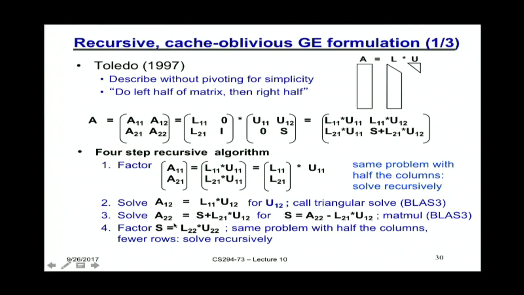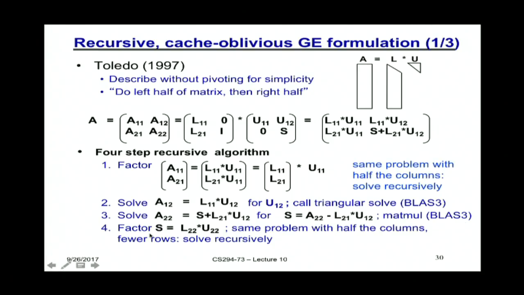And the third step is for A22. A22 needs to be equal to S plus this guy, okay? So that means your S has to be A22 minus L21 times U12. You can see that this is a matrix multiplication routine, and it's BLAS3.